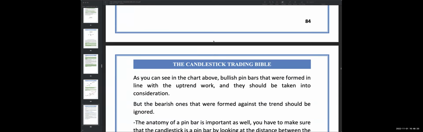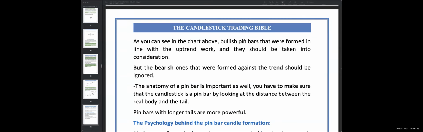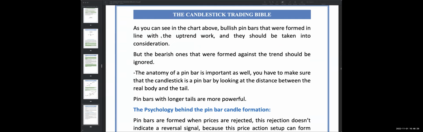Okay, so I hope that's clear. You can open the charts, then you can look for such pin bars. I think I'll open my charts just now so that we can get examples. As you see in the chart above, bullish pin bars that were formed in line with the uptrend work, and they should be taken into consideration. But the bearish ones that were formed against the trend should be ignored.